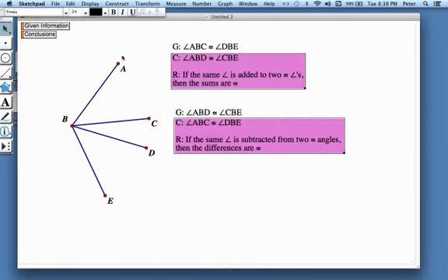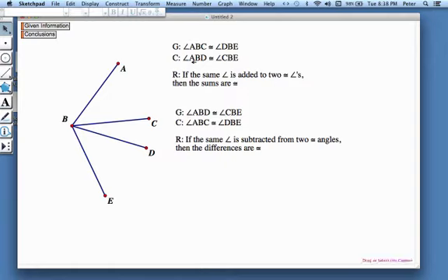Okay, hopefully your first conclusion was that angle ABD, this larger angle, was congruent to angle CBE, this larger angle. Because when we add angle CBD in the middle, it's adding the same angle to two congruent angles. And for the second given, we can see that the smaller angles ABC would be congruent to DBE if you subtract this middle angle CBD from both.